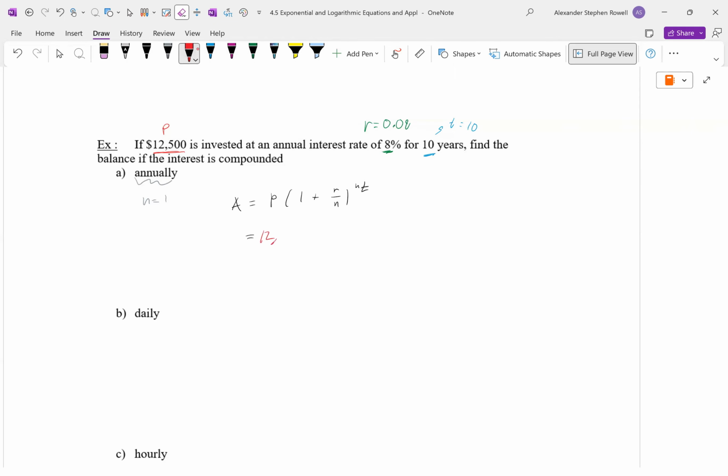I'm going to plug in 12,500 times 1 plus, I'll plug in 0.08 over, and we're saying N is 1. 1 times the number of years. We plug that in our calculators, and we get $26,986.56. Not bad, over doubled our money.